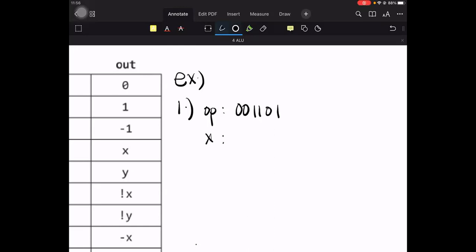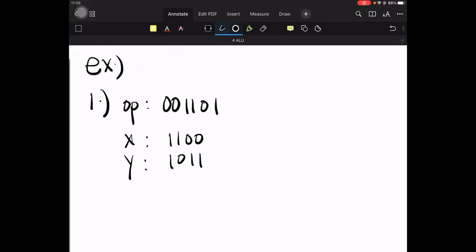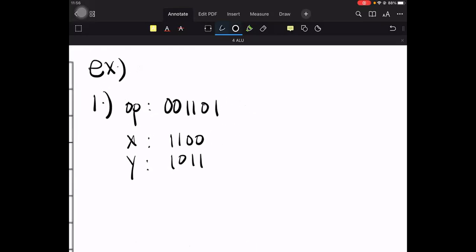The X here is 1100, only 4 bits. The Y is 1011. So, let's draw the actual ALU. It's as if this is what's happening.